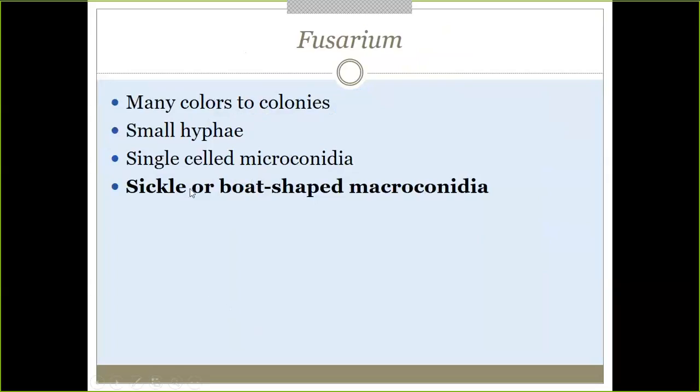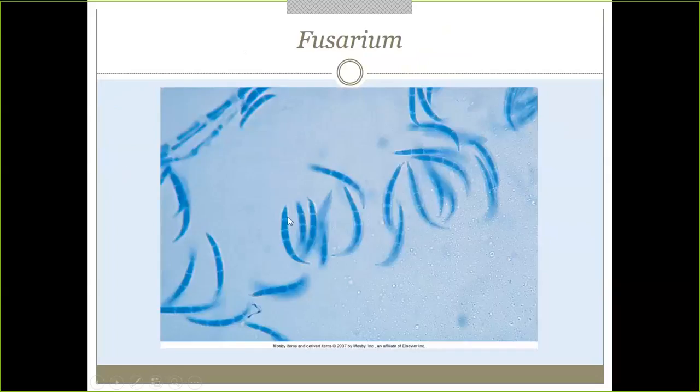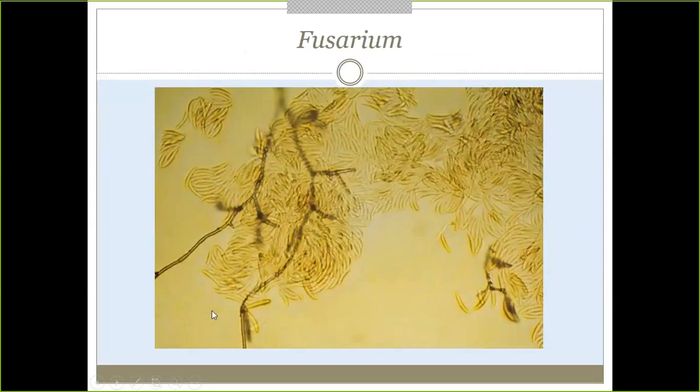They have very unique little sickle or boat-shaped macroconidia. So they kind of look like, if you want to call them canoe boats, sickle cells, like a crescent moon shape. But that is a unique look for Fusarium. So you should be able to easily identify this. There it is. It kind of looks like a bunch of bananas with that staining.